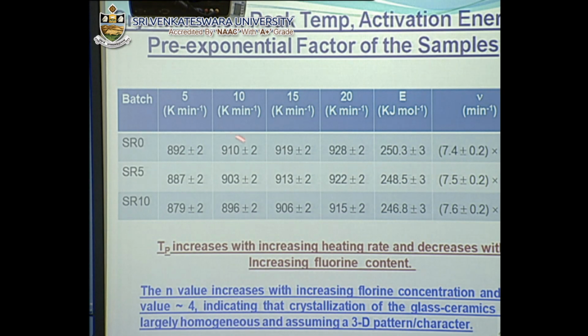So here the crystallization peak temperature is mentioned, and the activation energy, also the pre-exponential factor. Here the crystallization peak temperature increases with increasing heating rate, but it decreases with increasing fluoride content. The n value indicates that crystallization of the glass ceramics was largely homogeneous, assuming a three-dimensional pattern.